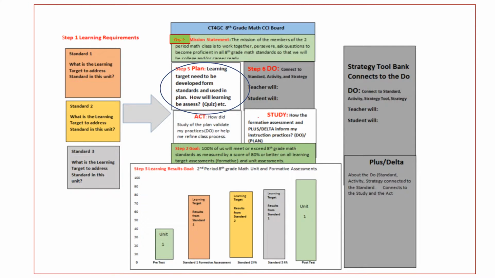The final 4 steps really center around the PDSA cycle. Step 5 is focusing on the short-term learning target. This target needs to be more than just a core content number. Students need to know what is being taught and how they will know that they've mastered that material. The do is step 6, and it's really linked to the strategy tool bank.